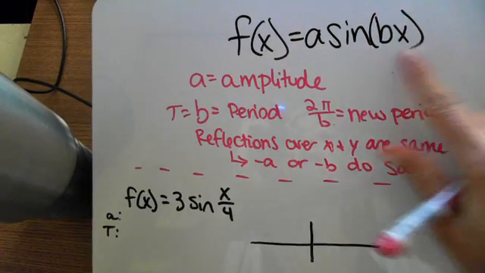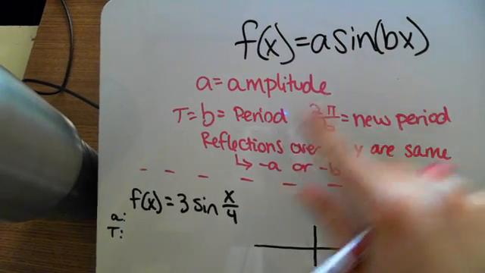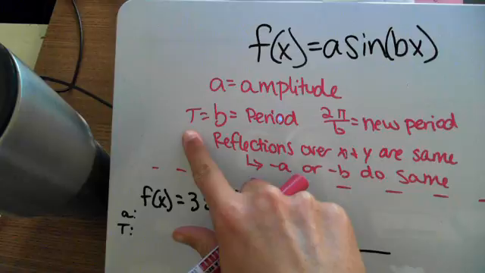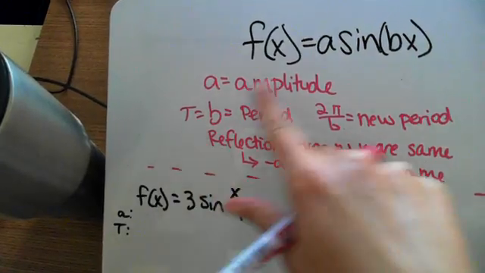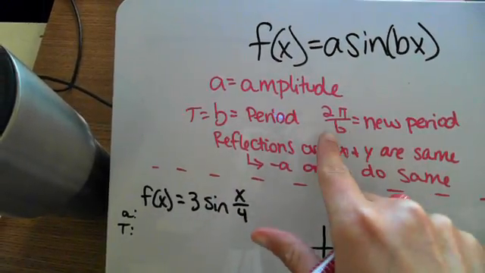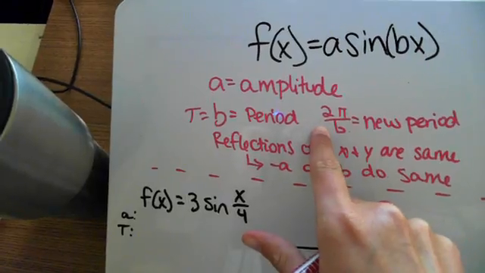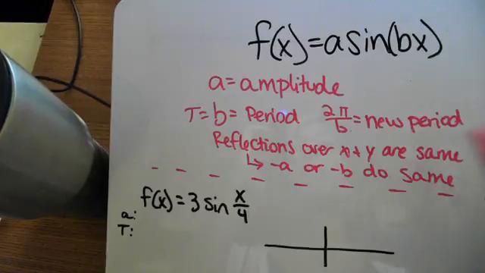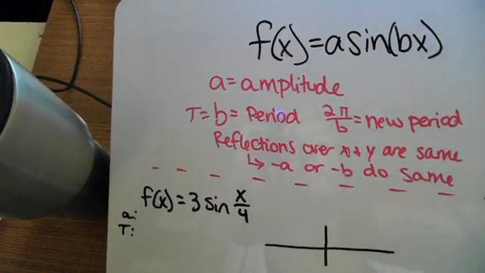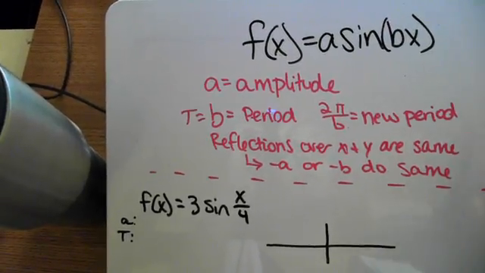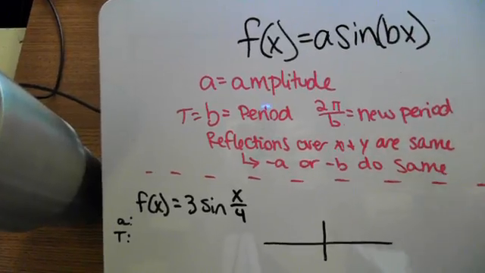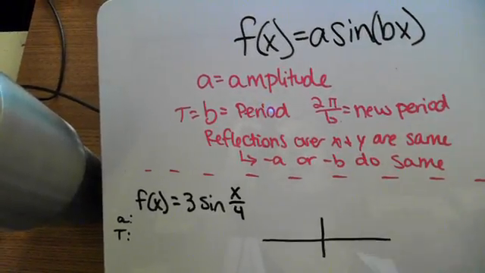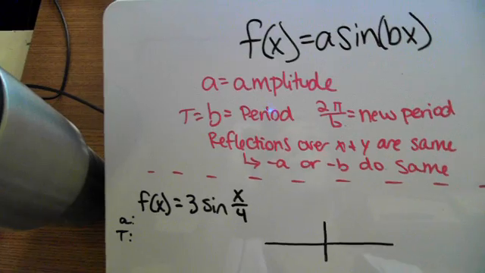B, the number that's in front of x, is going to affect period. Period is represented with a capital T. And you actually find the period by taking 2 pi divided by b, or 360 if you're in degrees, so keep that in mind. What you get out is your new period. Then we're going to do something with that final period that's going to help us divide our x-axis into the 4 increments that we need.